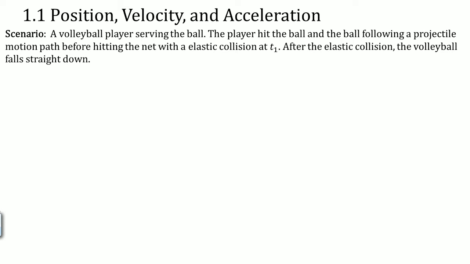Scenario: a volleyball player serves the ball. The player hits the ball and the ball follows a projectile motion path before hitting the net with an elastic collision at T1. After the elastic collision, the volleyball falls straight down.